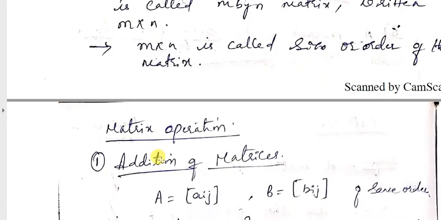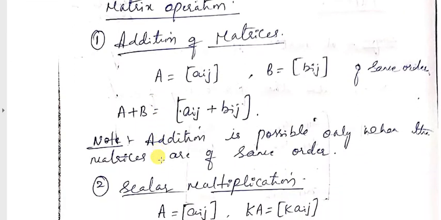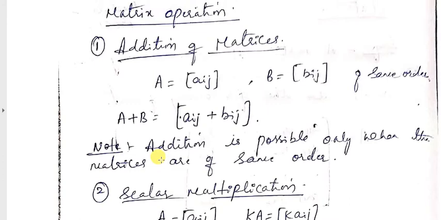Next, let us move on to the operations, like the arithmetical operations addition, subtraction, multiplication. Matrices can be added or multiplied. Let us consider two matrices A and B of the same order, A equals aij and B equals bij. Then their sum A plus B or their difference A minus B gives another matrix, obtained by adding or subtracting the corresponding elements of A and B. Addition is possible only when the matrices are of the same order.